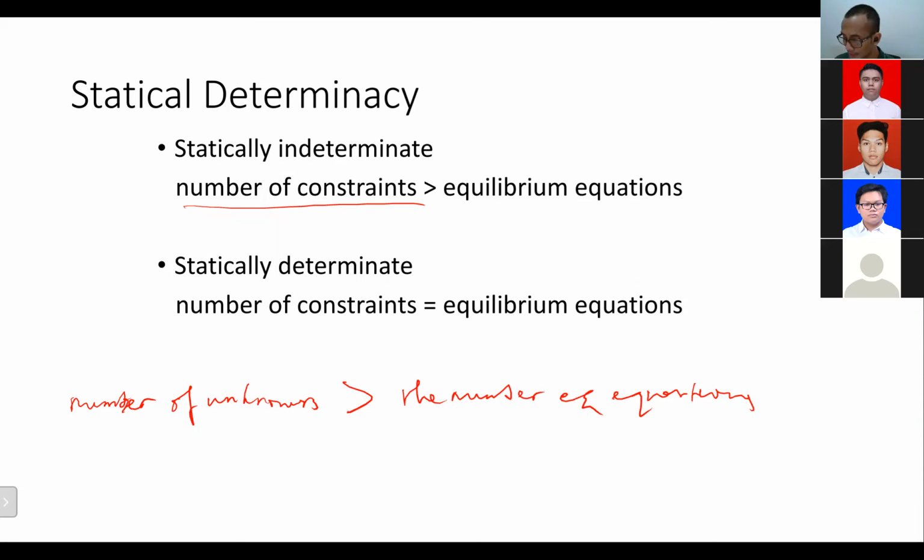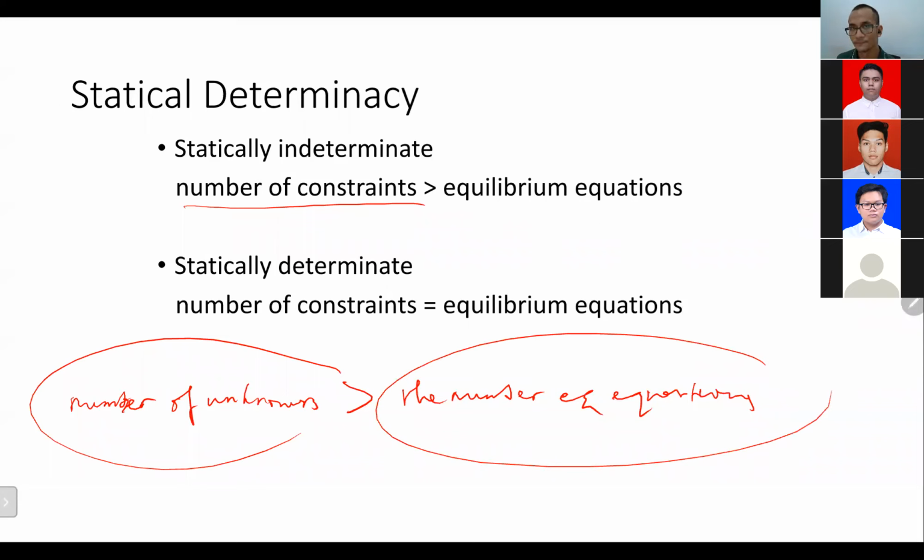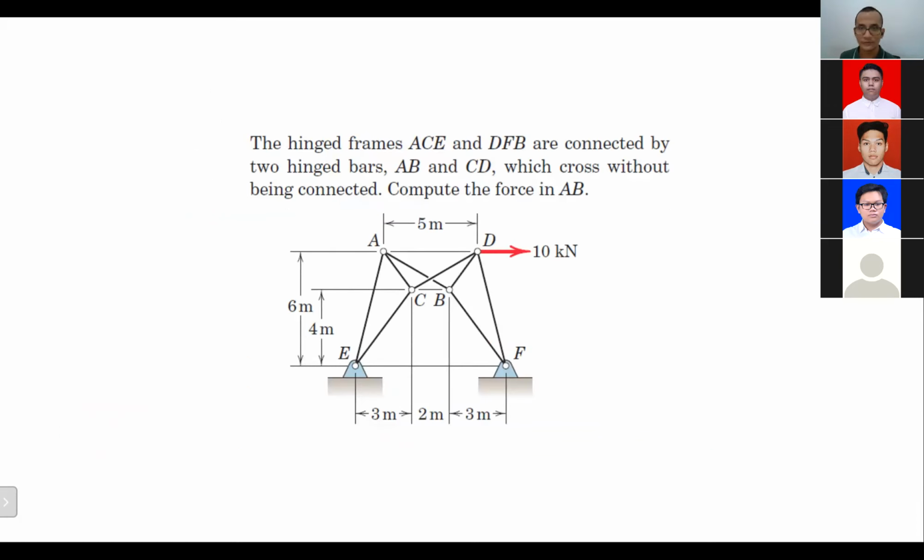So the point is that the number of unknowns is more than the number of equilibrium equations. That's why we have to modify it in order for us to get more equilibrium equations. This is one example. Please try to understand this.